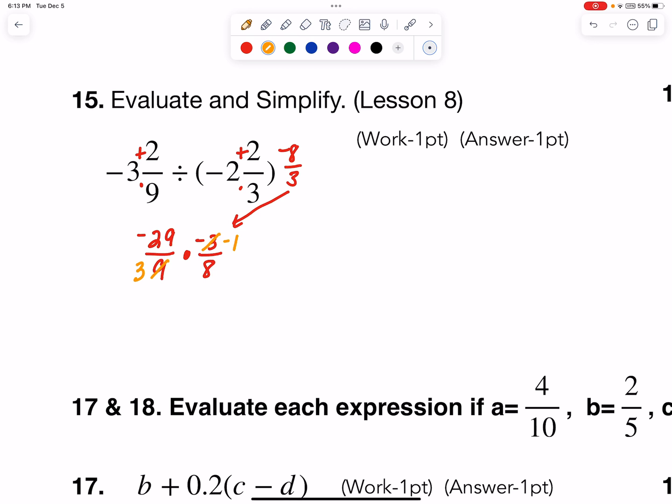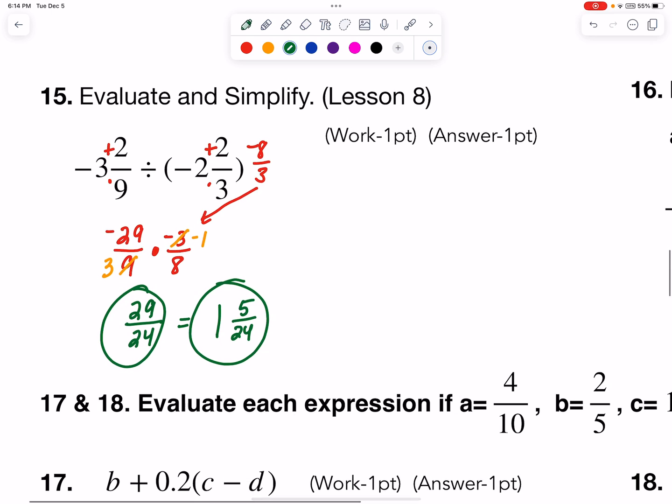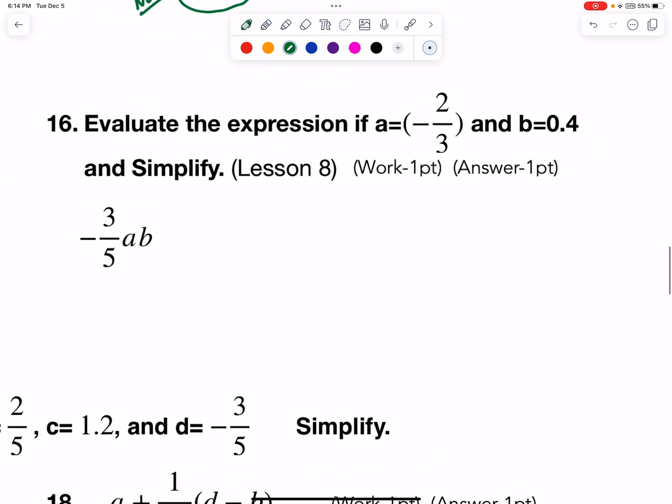So we end up with -29 times a -1. Negative times a negative is a positive 29 over 3 times 8 is 24. Okay. If I were to make that into a mixed number, we have 1 and if 1 whole is 24 over 24, we have 25, 26, 27, 28, 29, 5 left over out of 24. So both of those would be an accurate answer because number 15 doesn't tell us it has to be in one form or another. All right, let's go ahead and do number 16.